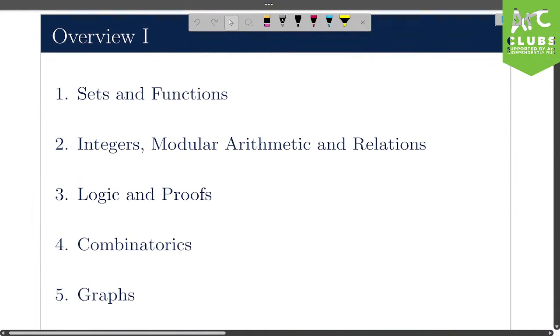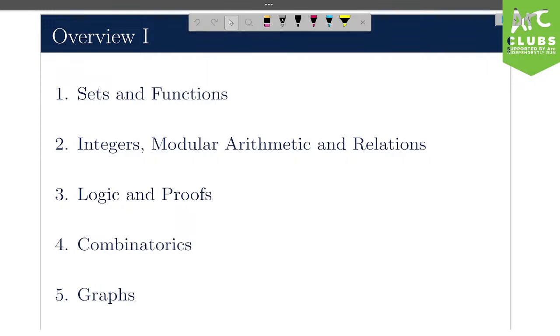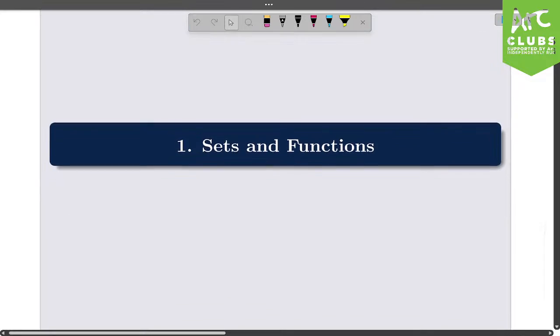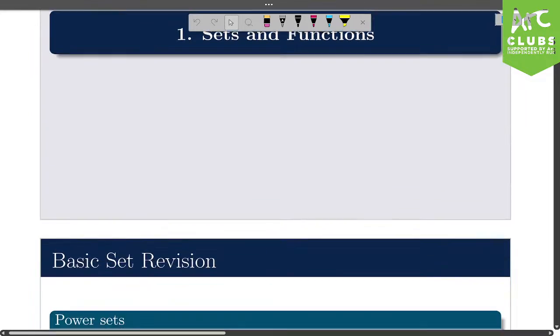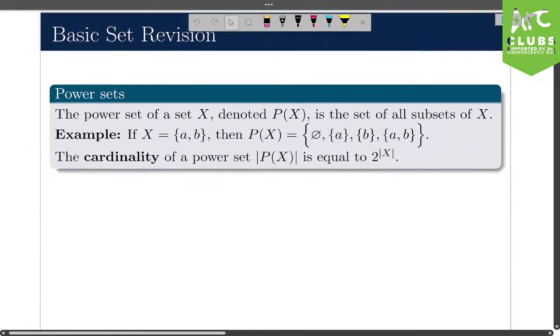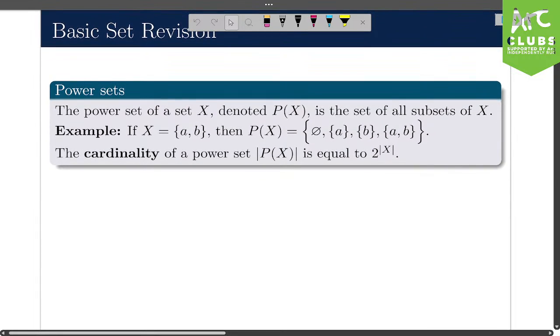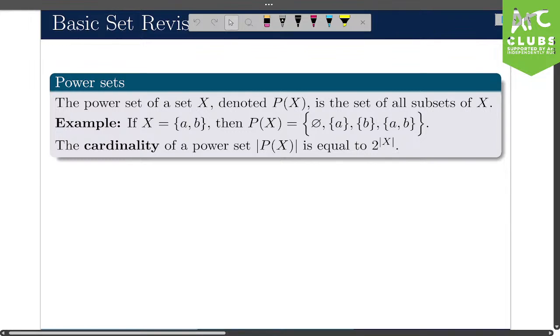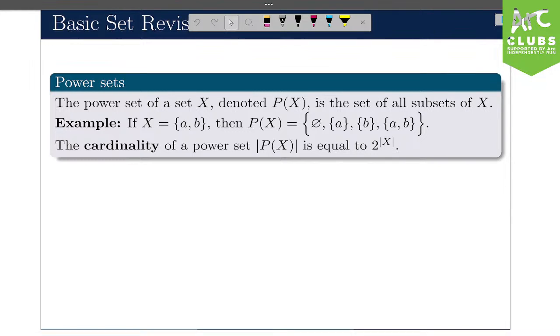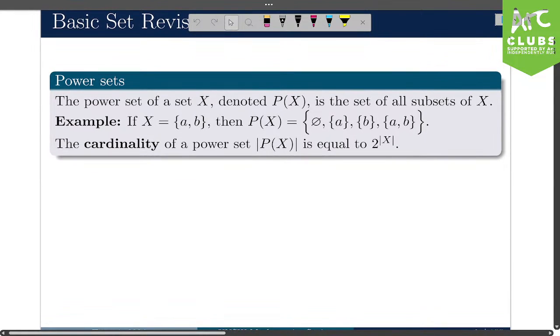For this particular stream, we're going to be focusing on the first 3 topics: sets and functions, modular arithmetic, and proofs. To start us off, let's go through some sets and functions. Now, some basic revision of the sort of stuff we'd be dealing with when we're talking about sets. We've got the power set. The power set of a set X, denoted P of X, is the set of all subsets of X.